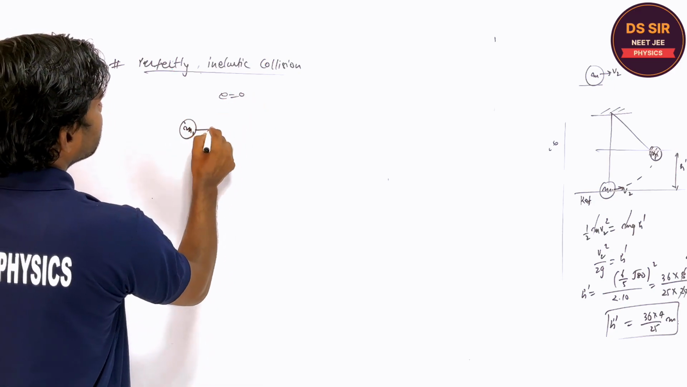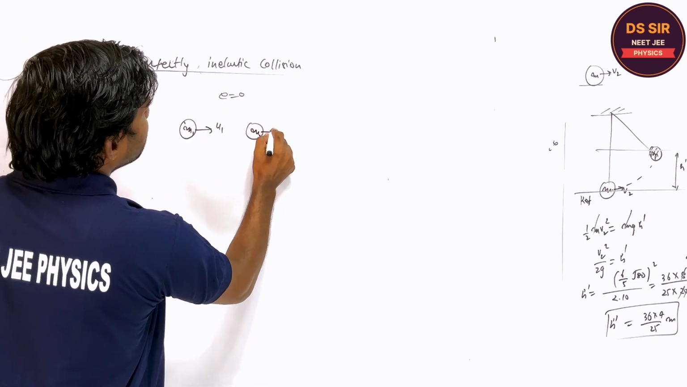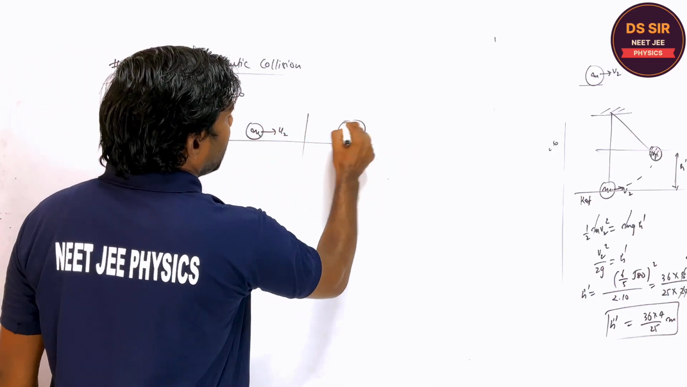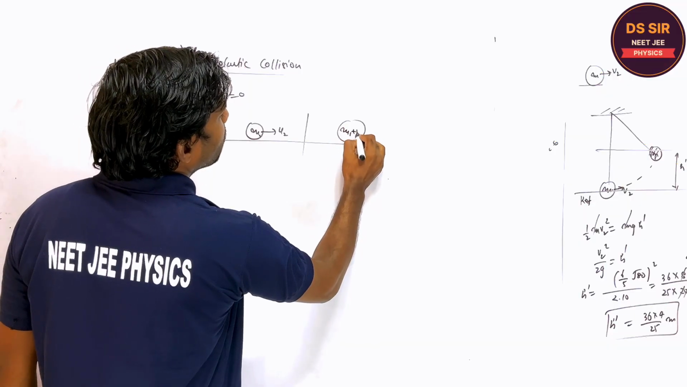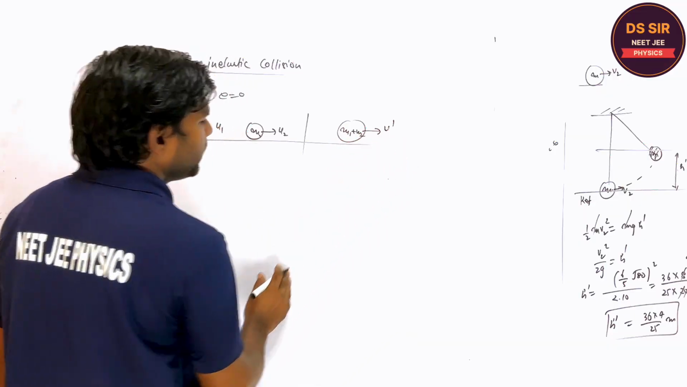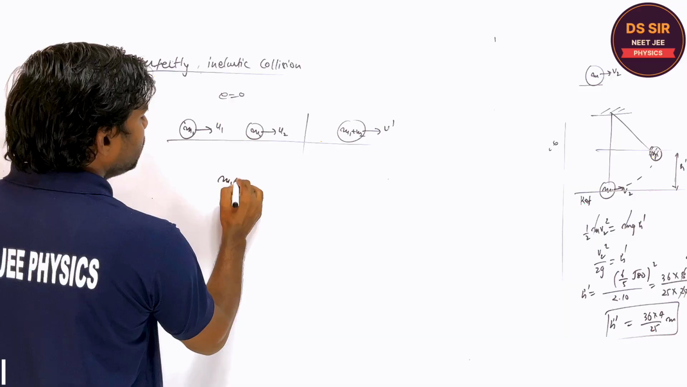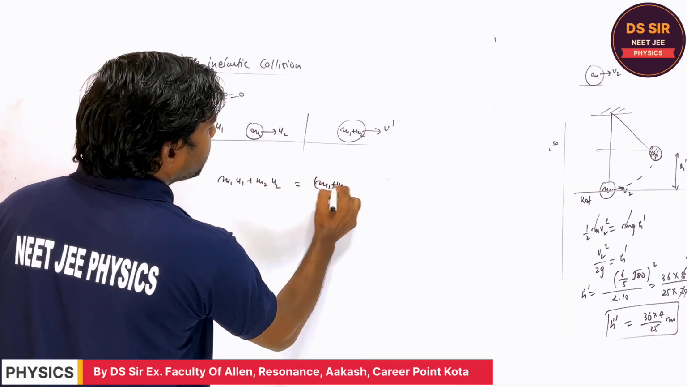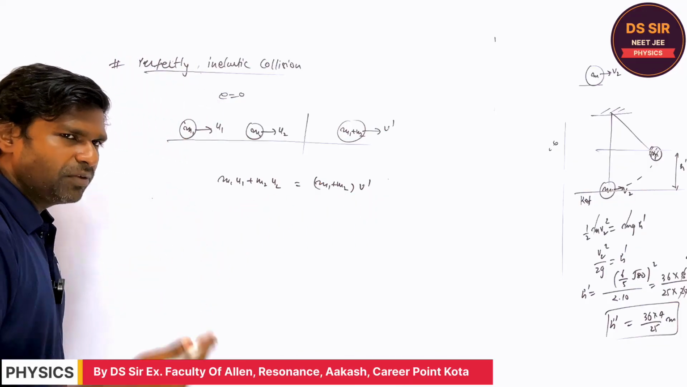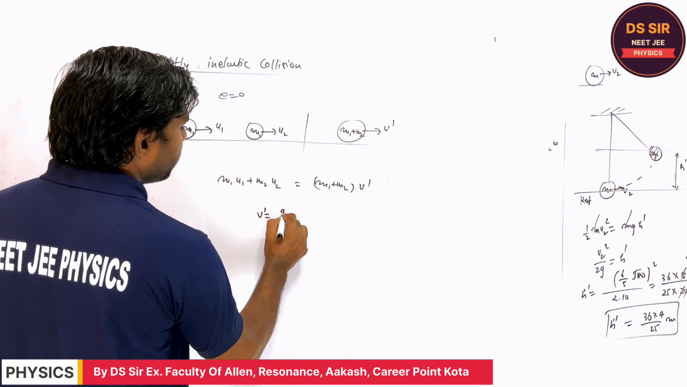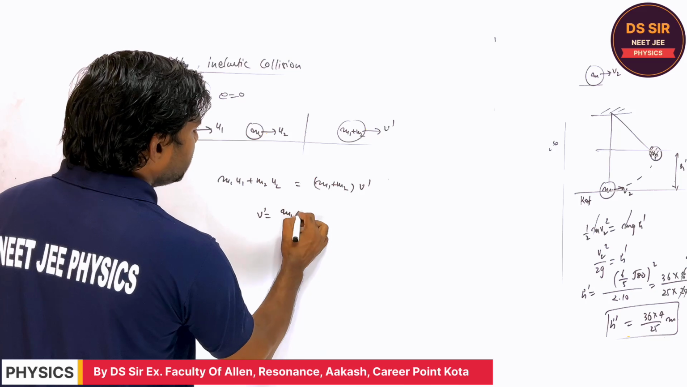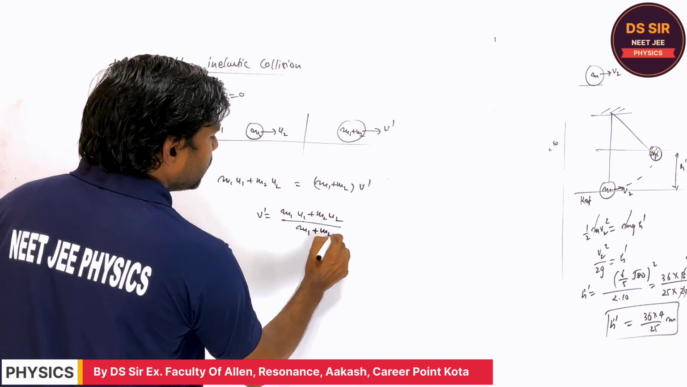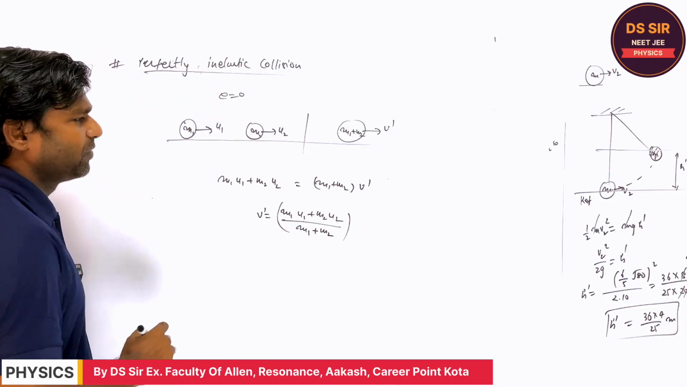Suppose m1 is moving with u1, m2 is moving with u2, and e is 0. So after collision, they will move with the common velocity v dash. So m1 u1 plus m2 u2 is equal to (m1 plus m2) into v dash. You can apply the conservation of momentum to find the common velocity. Otherwise, yesterday I told you the application of v1 and v2 to find the common velocity.